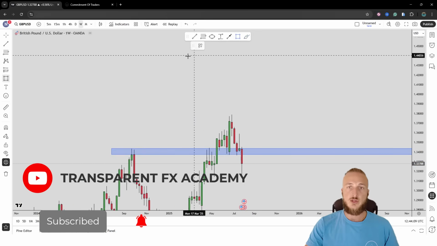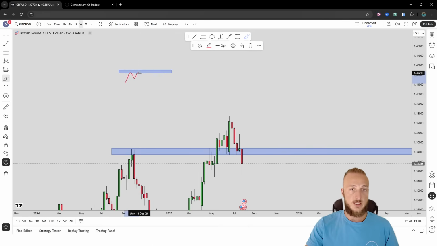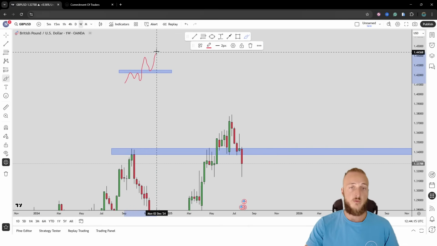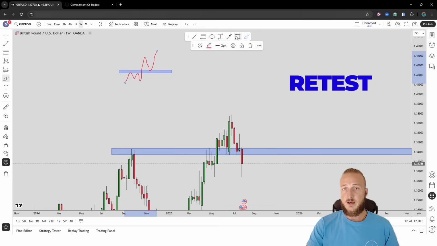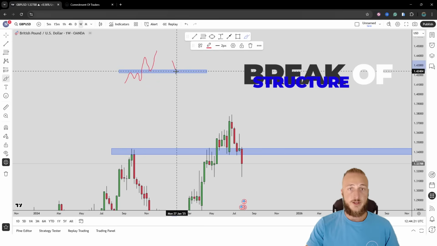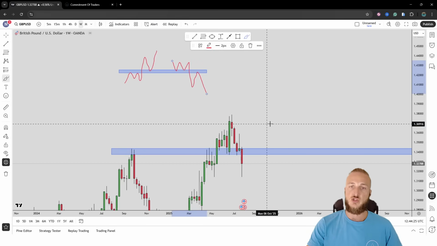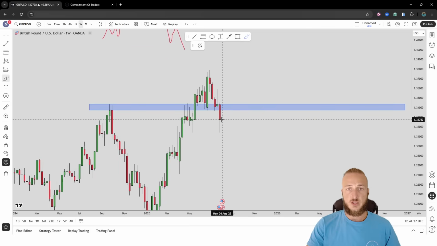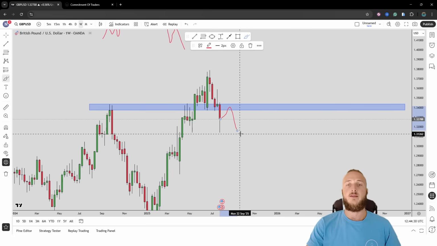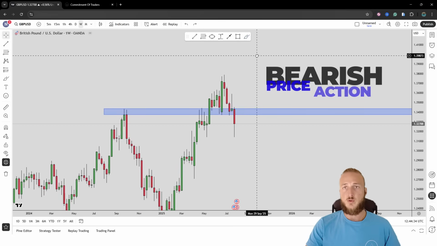So when you have a horizontal level of structure, which is acting as resistance, and the market breaks it to the upside, you expect the market to do a retest and then reject higher. The exact same thing if we're seeing the break of structure of a level that is acting as support to the downside, you expect the retest and rejection lower. So in a situation like this, you would expect the retest and rejection to the downside. So here in the weekly as well, the situation is quite clear.